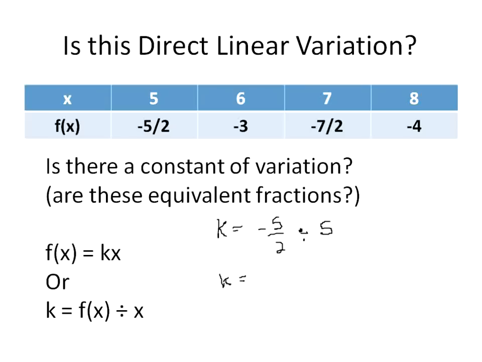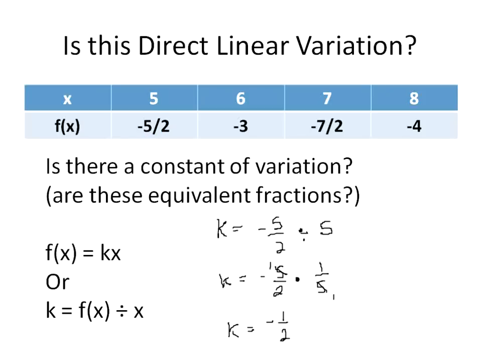Well, when you divide a fraction, you multiply by the reciprocal. So I'd end up with negative 5 over 2 times the reciprocal of 5, which is 1 over 5. I would cancel those out. 5 divided by 5 is 1. So my constant of variation should be negative 1/2. All right? That's what my constant of variation was for our first numbers, 5 and negative 5/2.